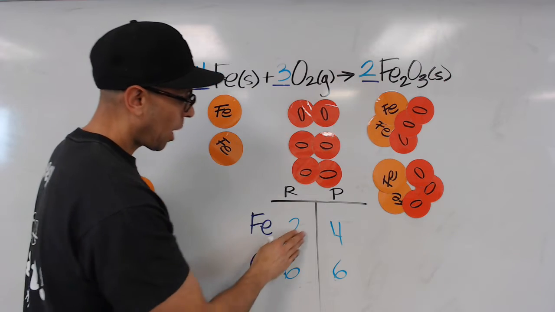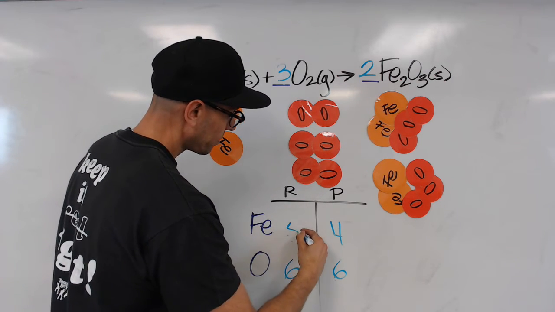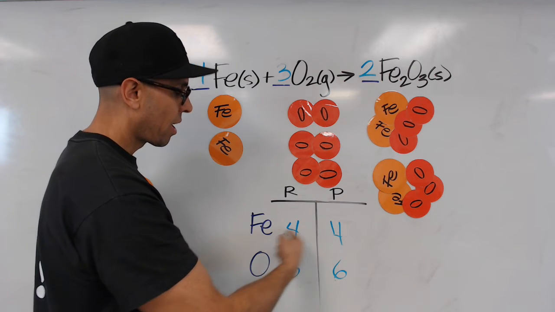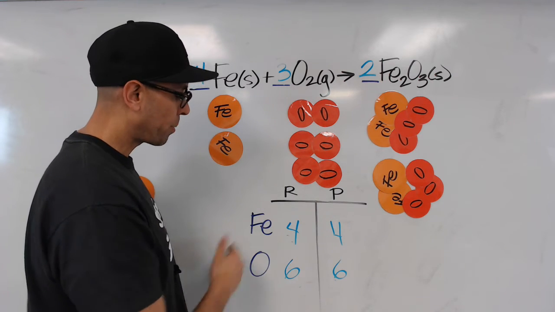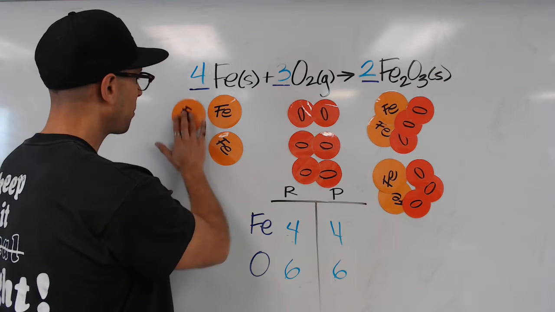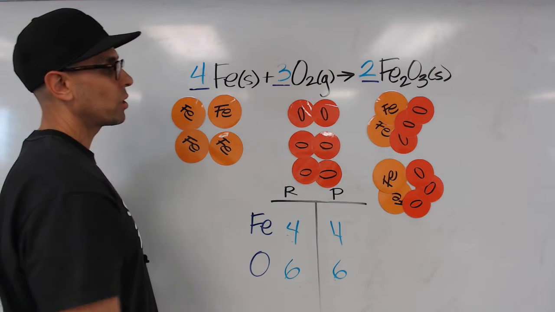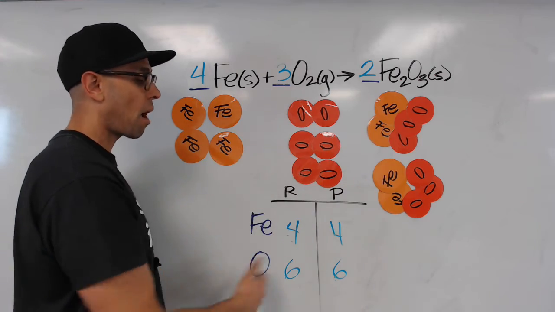Now that means I can update my table. And this is exactly what we want to see: the same number on either side of the line for a particular element. Can add a couple more irons in here. And now you can see we have a balanced chemical equation that's reflected in both the model and the t-chart.